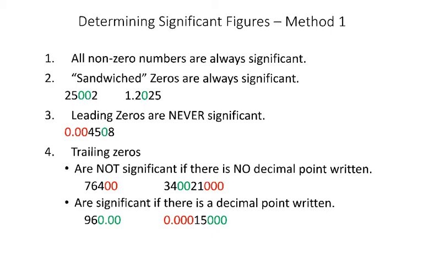If there is a decimal point written explicitly, then the trailing zeros are significant. So in this number, there is a decimal point written explicitly, so the trailing zeros are significant. So this number would have 1, 2, 3, 4, 5 significant figures. Again, in this number, there is a decimal place written explicitly, and so the trailing zeros are significant, right? These would be leading zeros, so they are not significant. So the 1 and the 5, non-zero numbers, are always significant. The trailing zeros in this case are, so this number would have 5 significant figures.